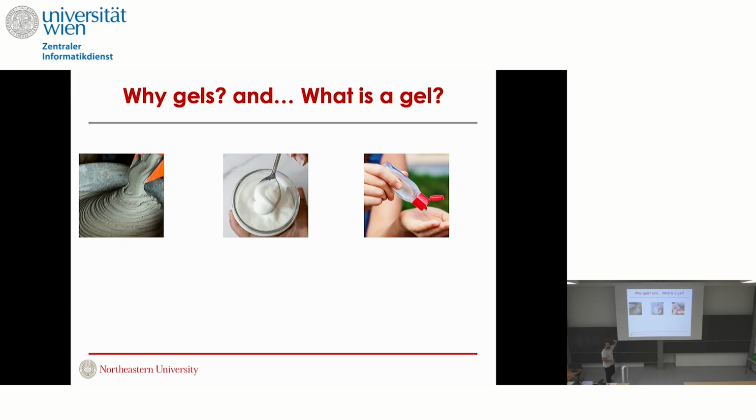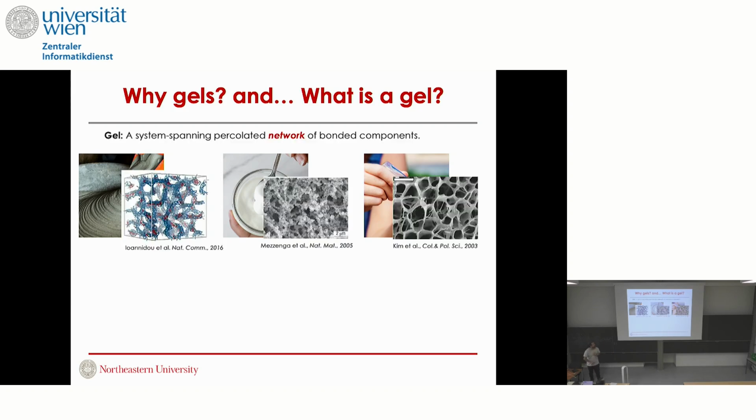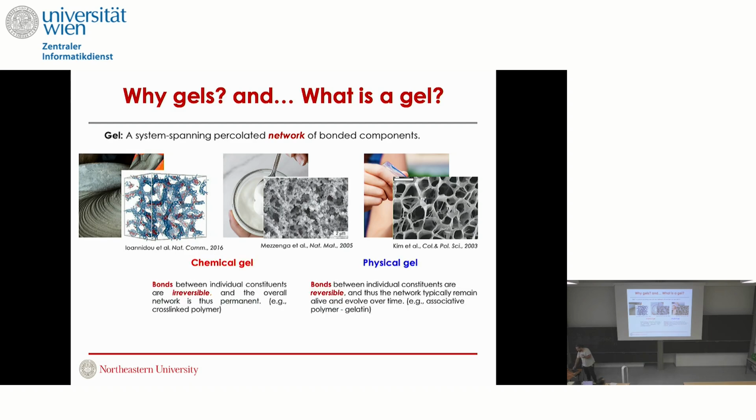To me, they're examples of these space-spanning networks that are interesting from different applications perspective, but really what I consider a gel is this idea of a system-spanning percolated network of bonded components, and that can be physical or chemical. I'm more interested in the physical gels. To me, these are the distinctions. In the chemical gels, usually these bonds are irreversible, and so the network that forms is more permanent. With physical gels, these are usually reversible, and so the network that you form is more dynamic and lively.